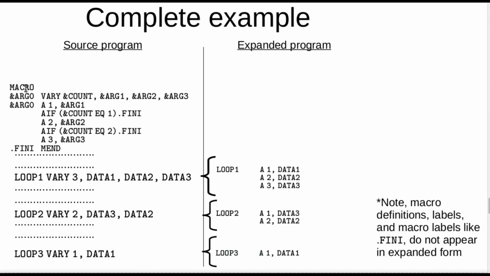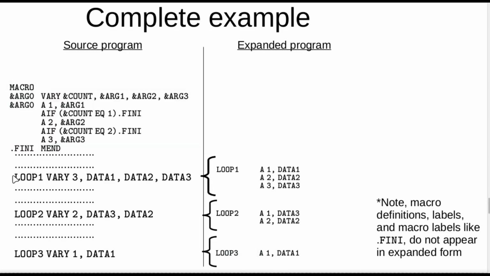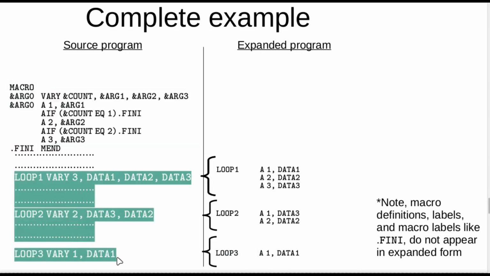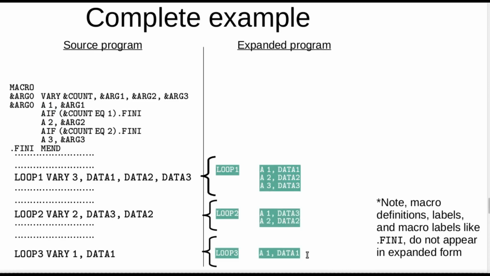So for the same macro definition, using different macro calls and using the macro argument value as per our requirement, as conditions for the AIF statement, we can simply generate different expanded forms of the same source program, right? So this is the general benefit of using the conditional arguments.